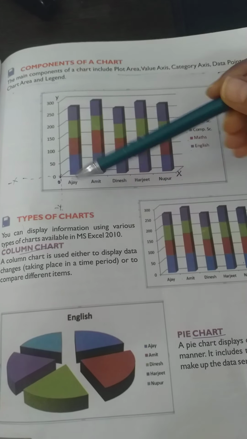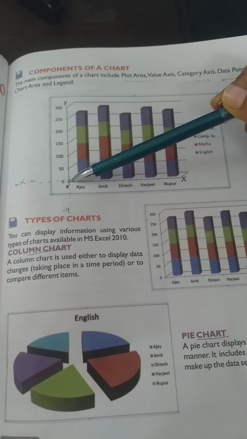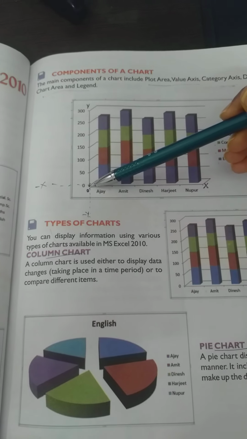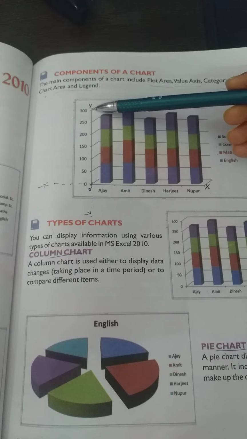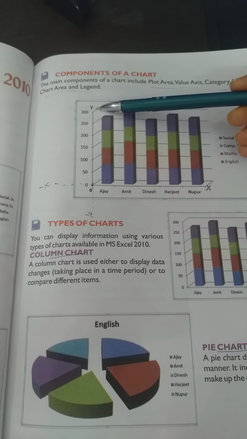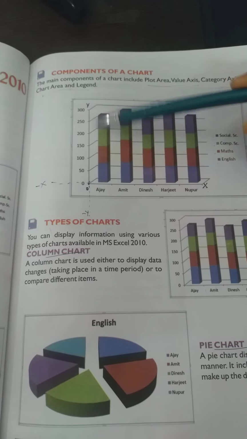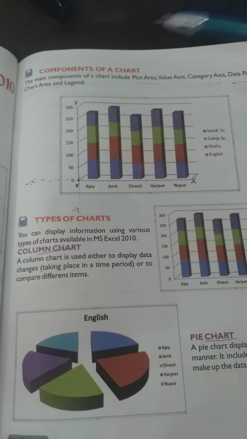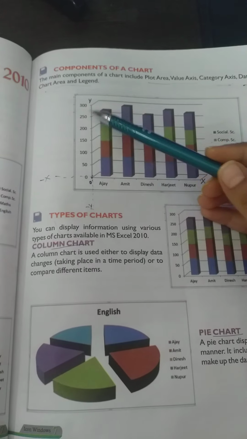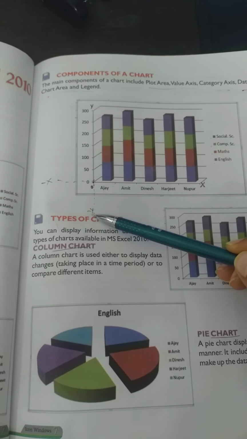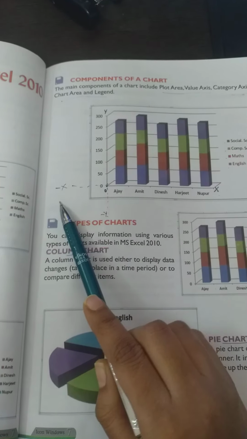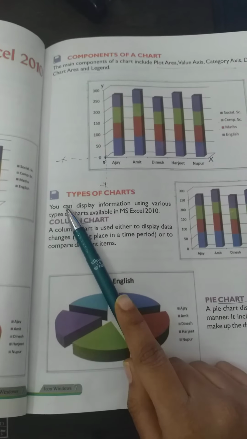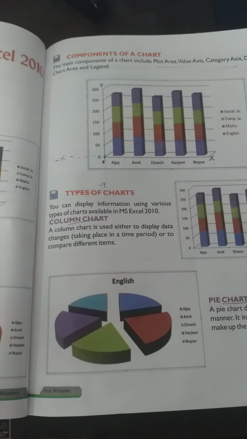As you can see, we are all very familiar with the term origin. The intersection of the y-axis and x-axis is called the origin. The vertical line refers to the y-axis and the horizontal line refers to the x-axis. Below the origin there is the negative y-axis, and opposite to the x-axis there is the negative x-axis in the sheet. Now we are going to discuss types of charts.